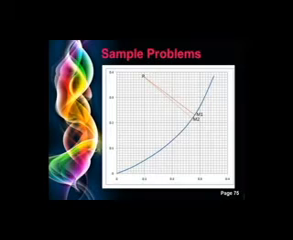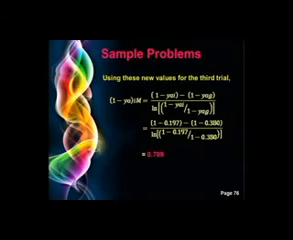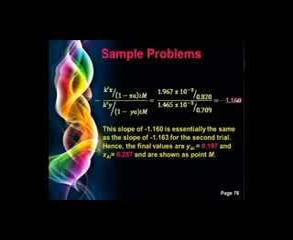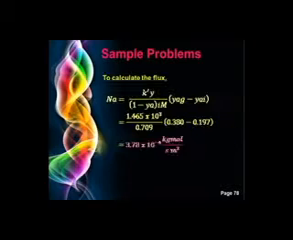Now we need to calculate the slope again. We need to get 1 minus YAI and 1 minus XAI, and we plug it in again in this equation. Now we get negative 1.160, which is essentially the same as the slope of negative 1.163 for the second trial. Hence, the values are YAI equal to 0.197 and XAI equal to 0.257, and that's shown as point M.